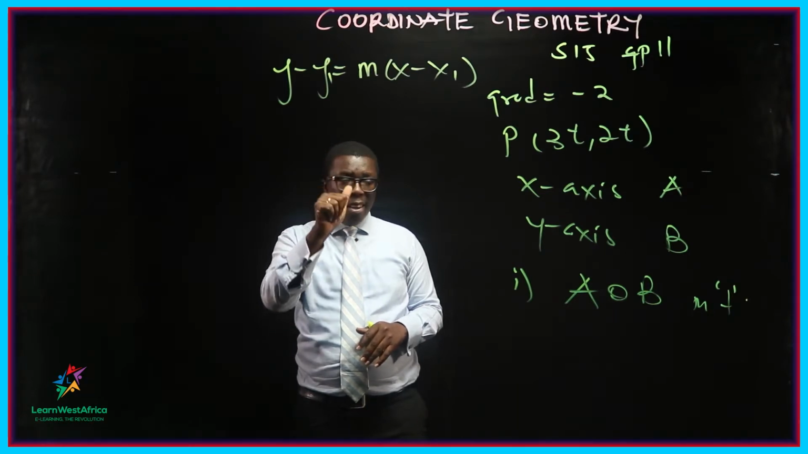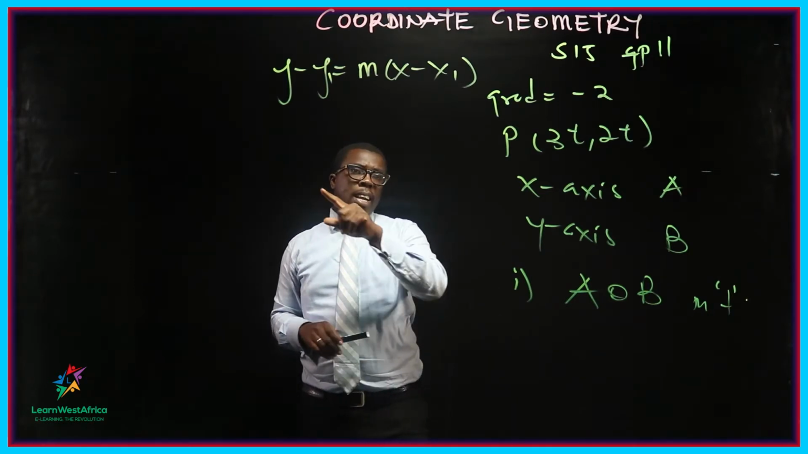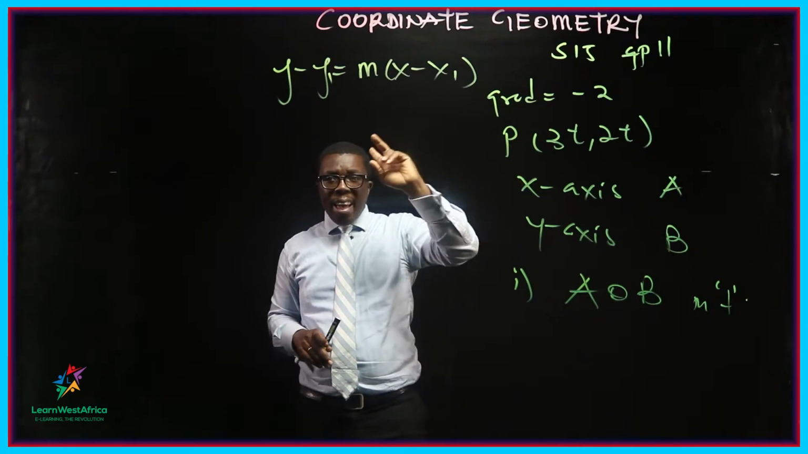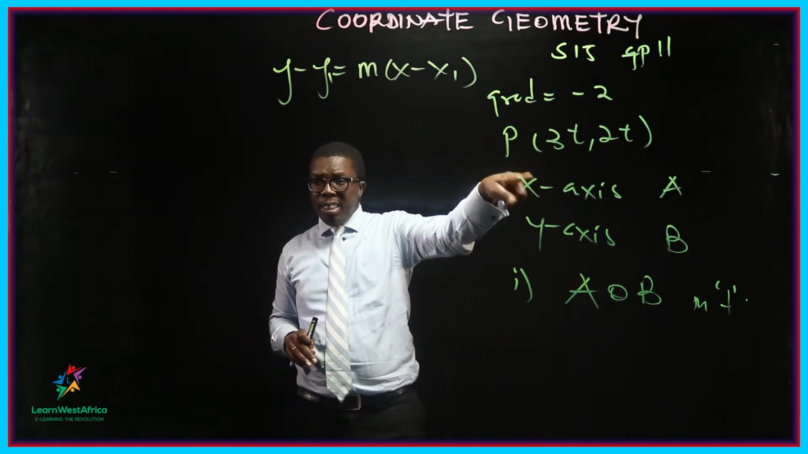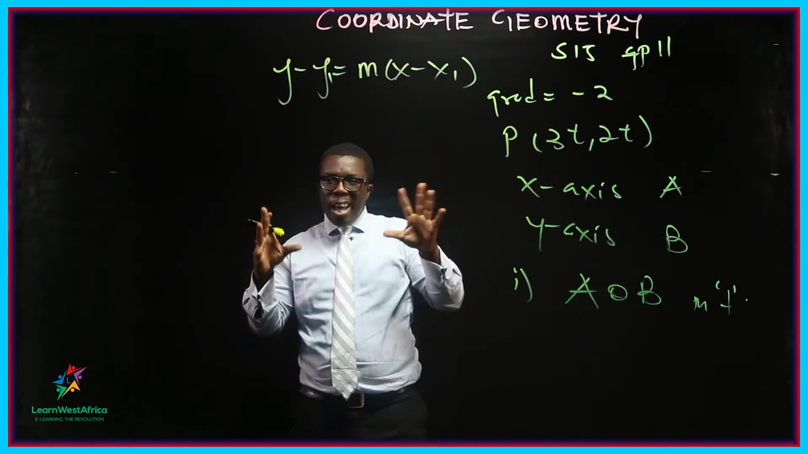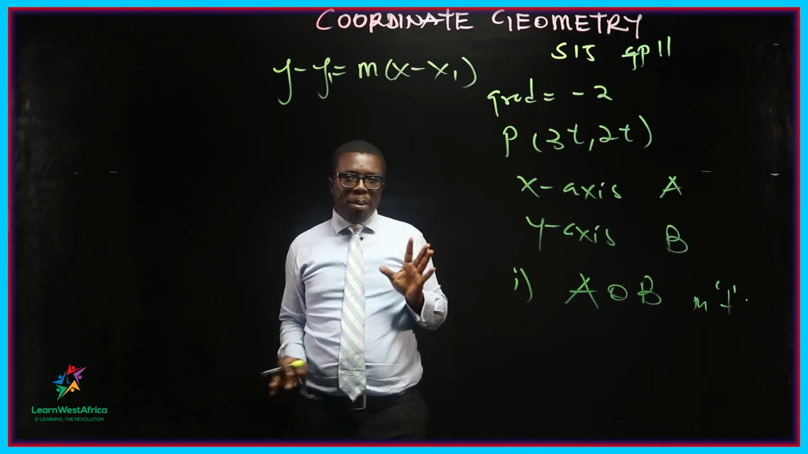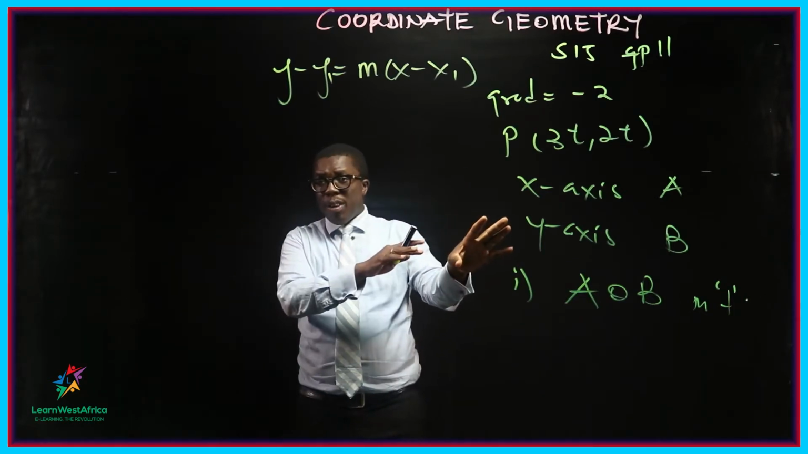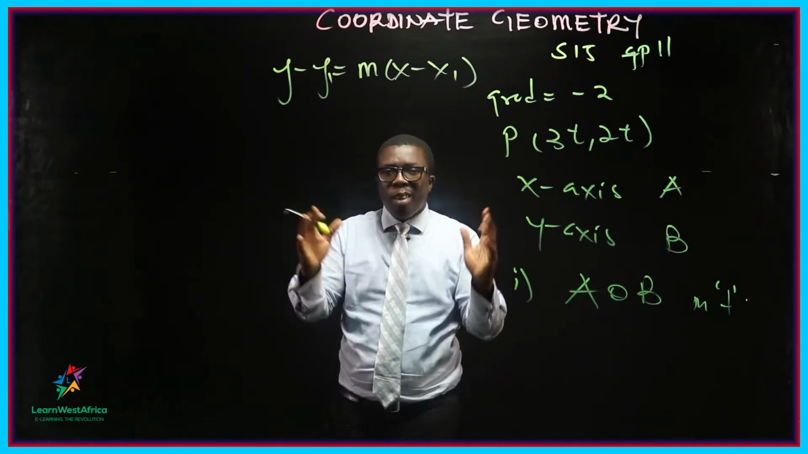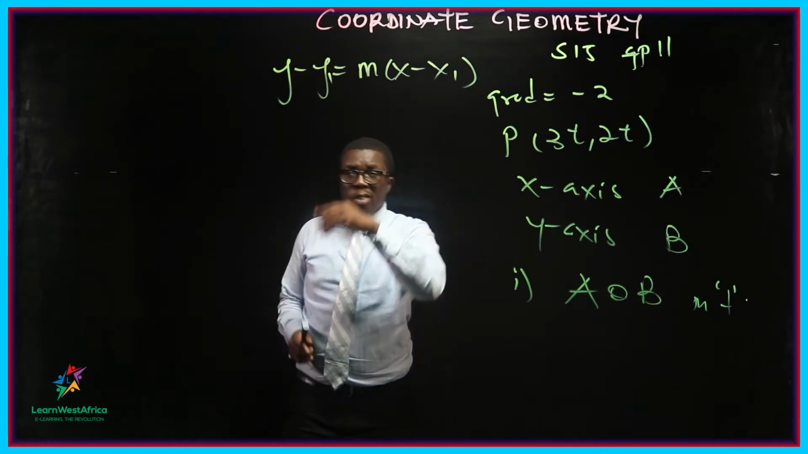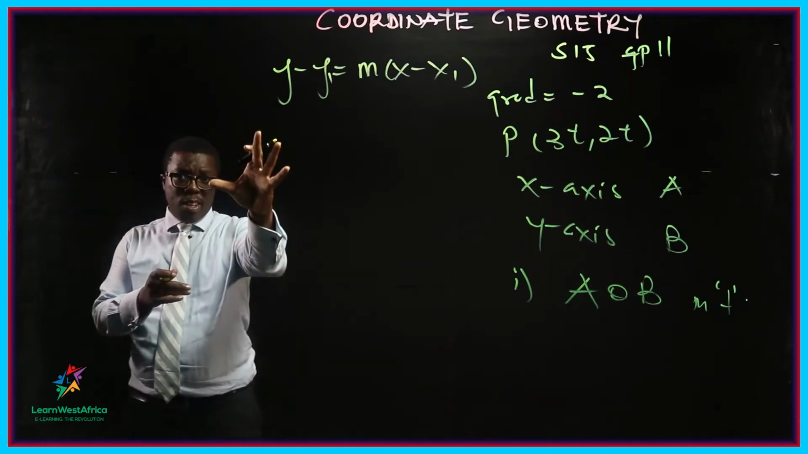Good. So we are saying that the gradient is minus 2, and it passes through the point P, (3t, 2t). Hence, we can use the one-point formula to find the equation of the line. So what is the equation of the line? Let's do the substitution.